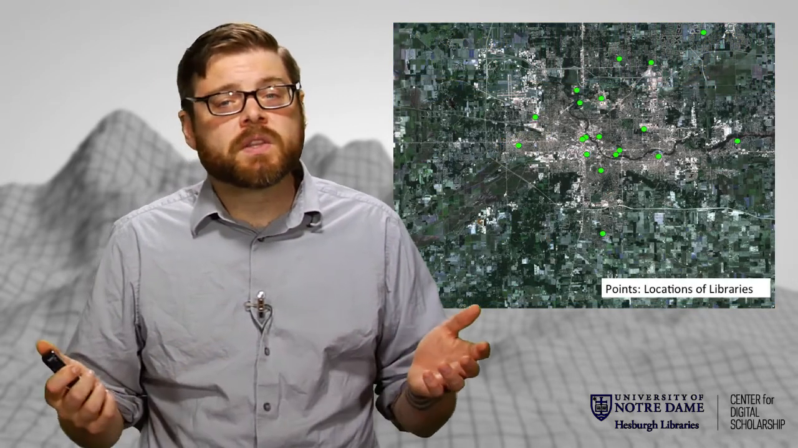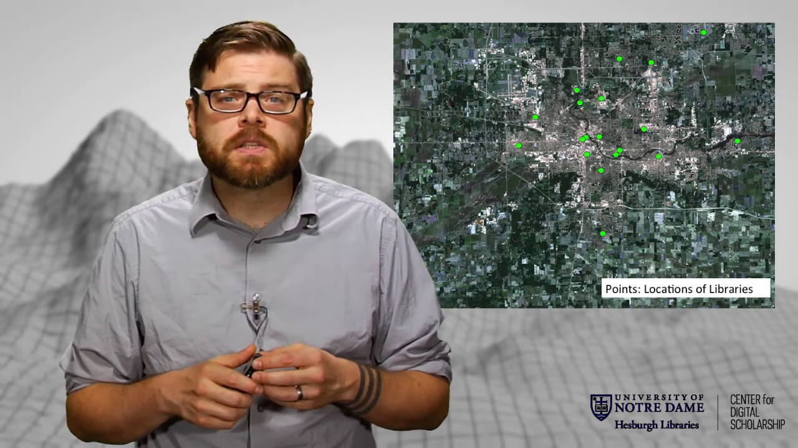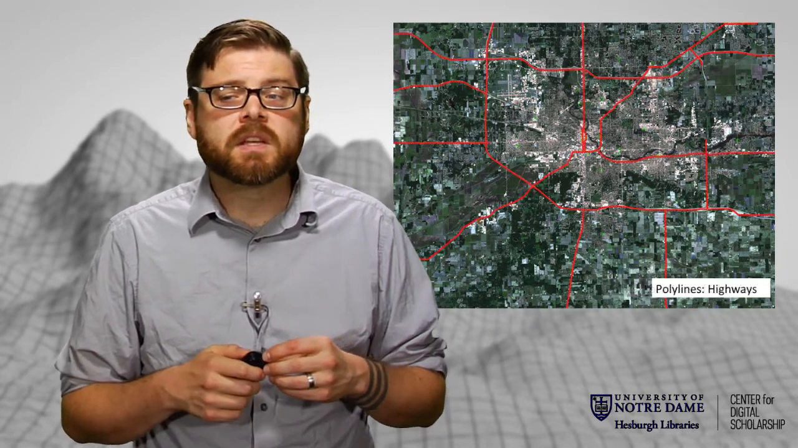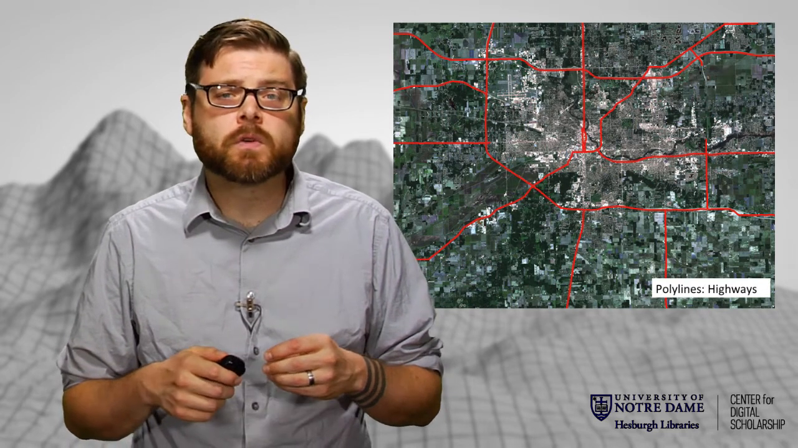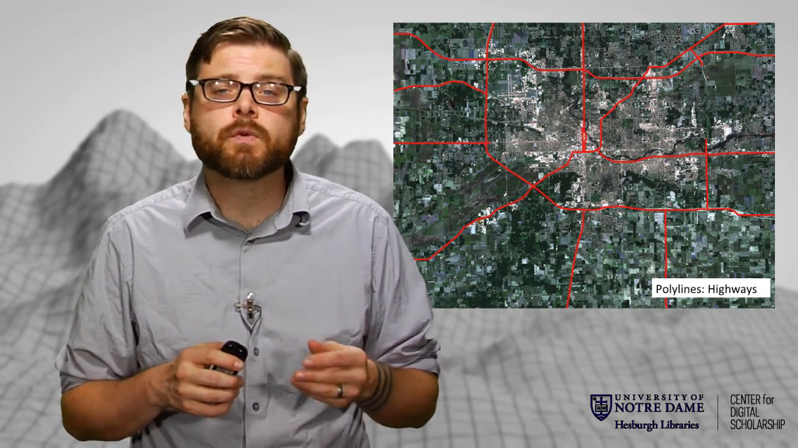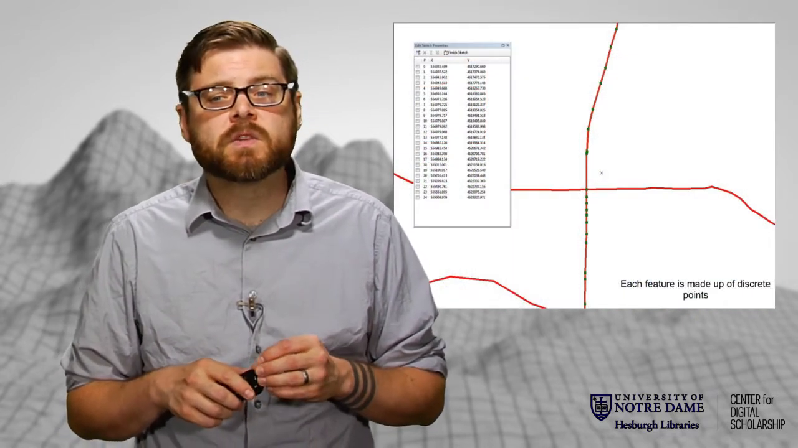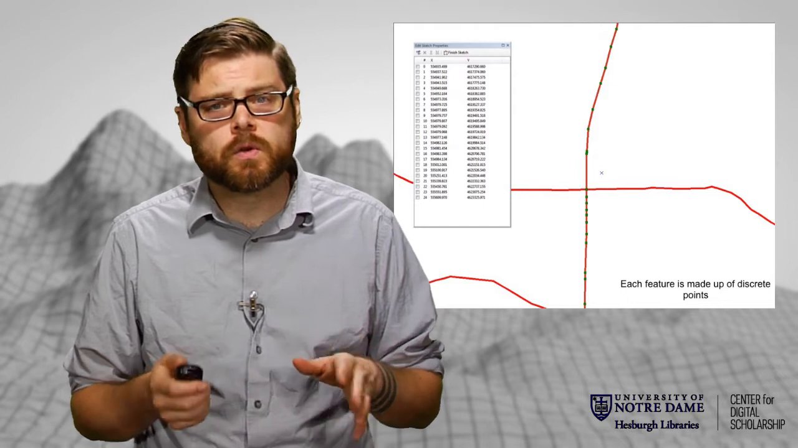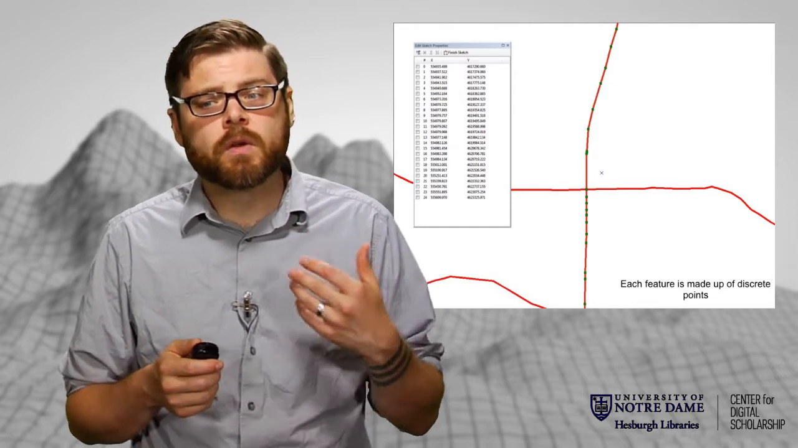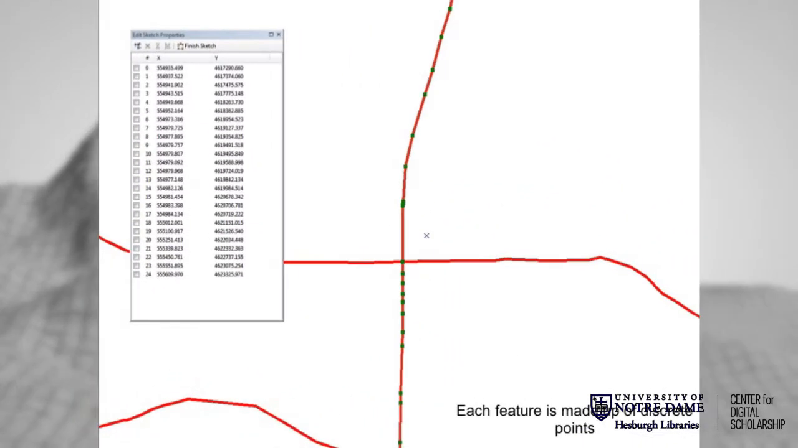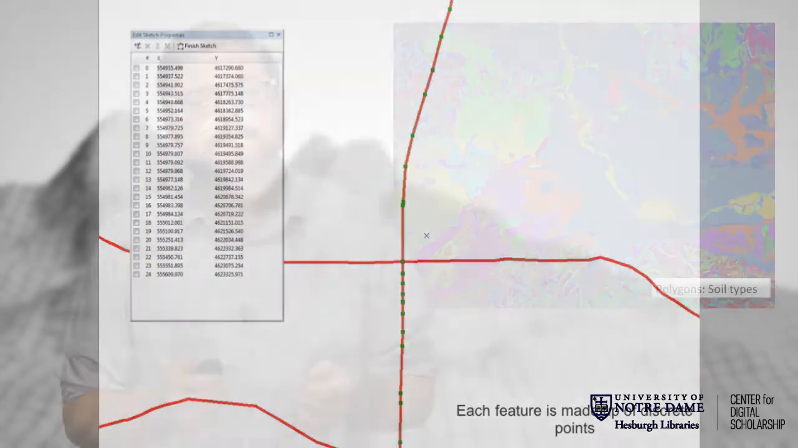Now we could have, say, points. An example would be the location of libraries, which we see here for South Bend, Indiana. Lines could be things like highways. It could be things like rivers. It could be things like a track through a forest. But each one of those lines is going to be made up of individual points. We might never see these under the hood in the files themselves, but there are a series of points that make up these polylines. And in fact, we call these individual points that make it up vertices. It's just the plural of the word vertex. It just means the points that make up that feature.